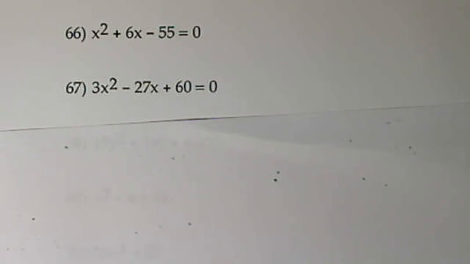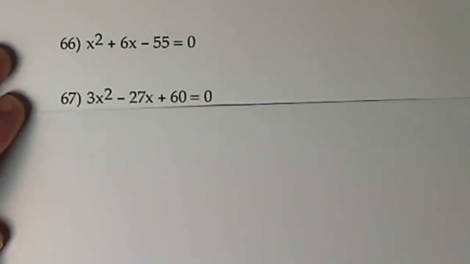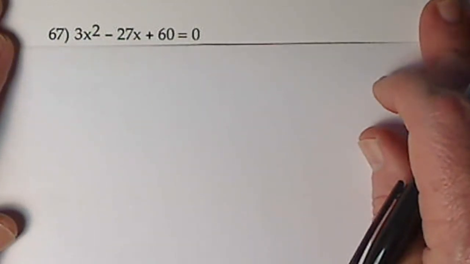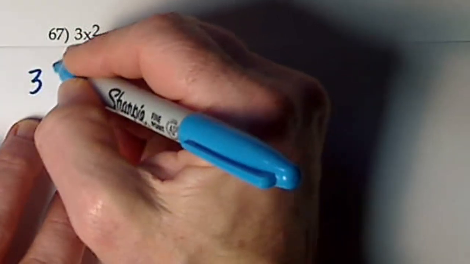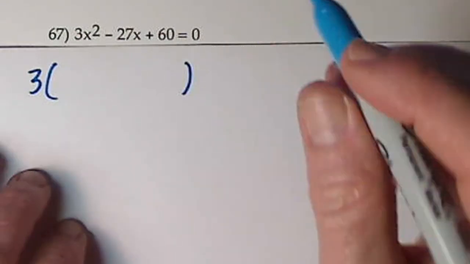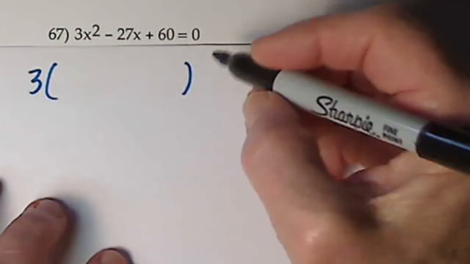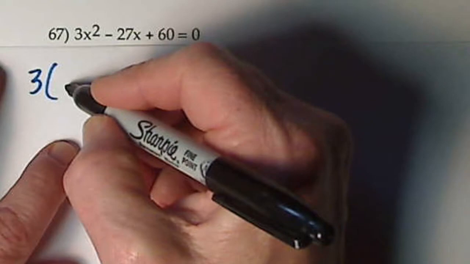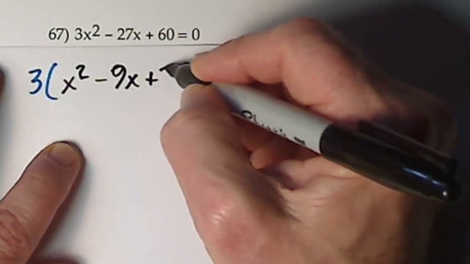First thing you always do is look for the GCF. 67. And there is a GCF of 3. So we'll factor out a 3 from each term. And whatever we end up with is still equal to 0. Alright, factor a 3 out of there and you'll have x squared. Out of there you'll have negative 9x, and out of there you'll have plus 20.